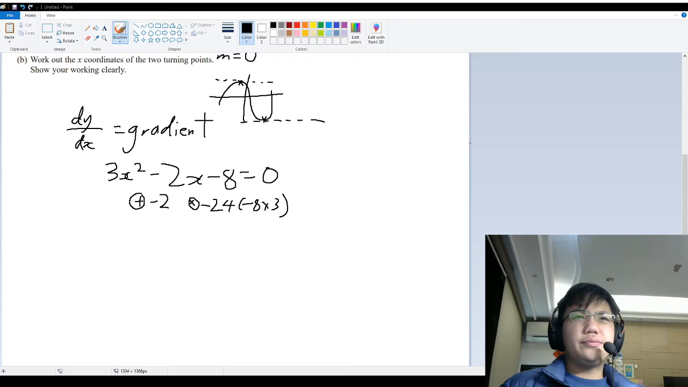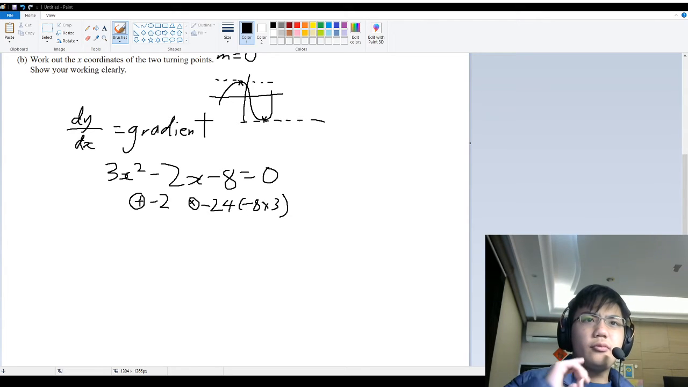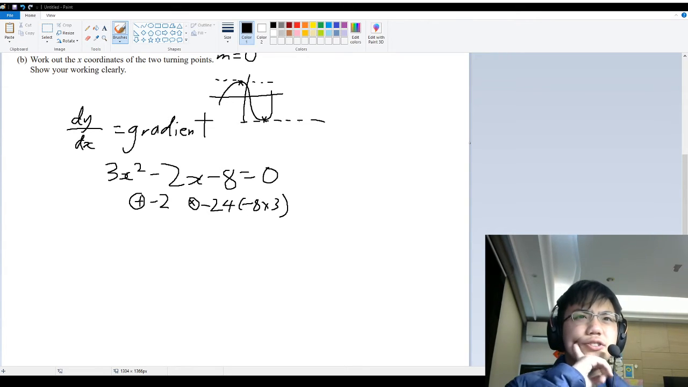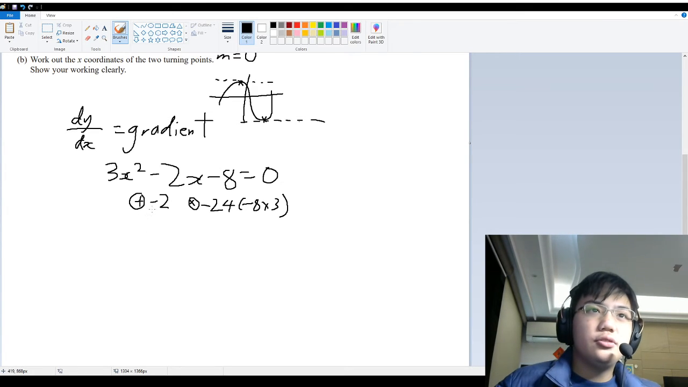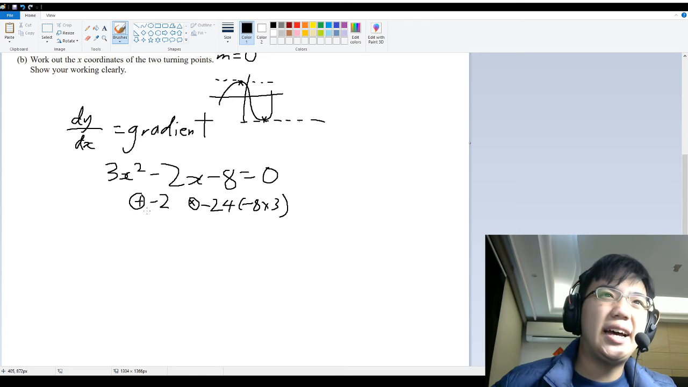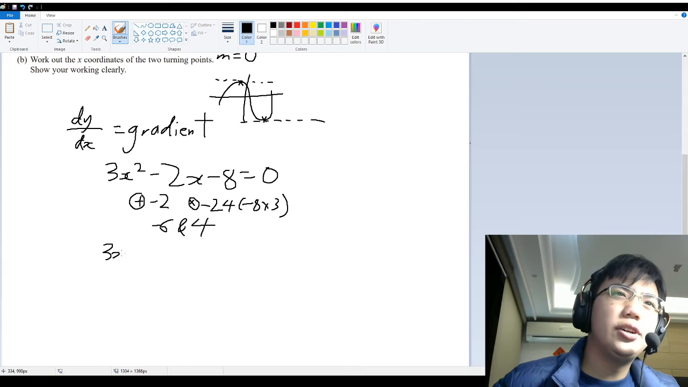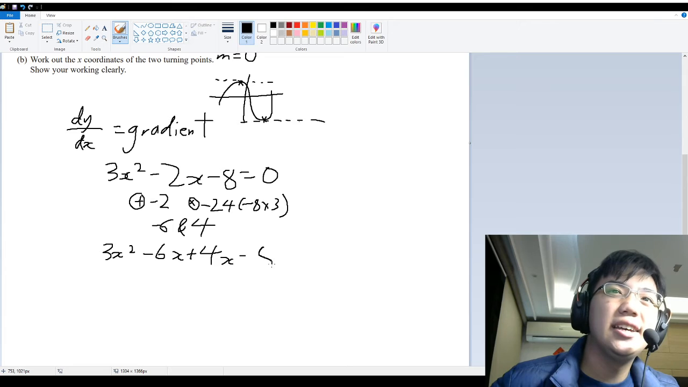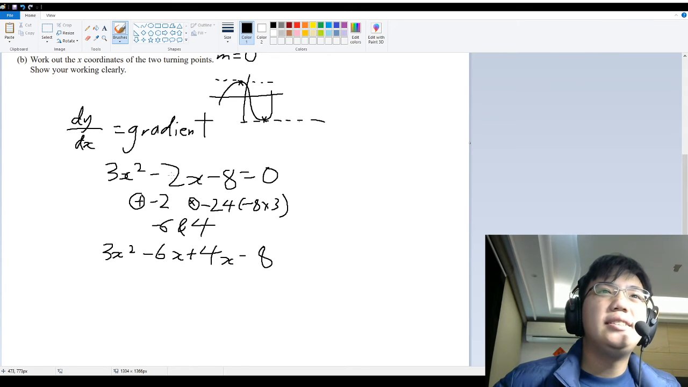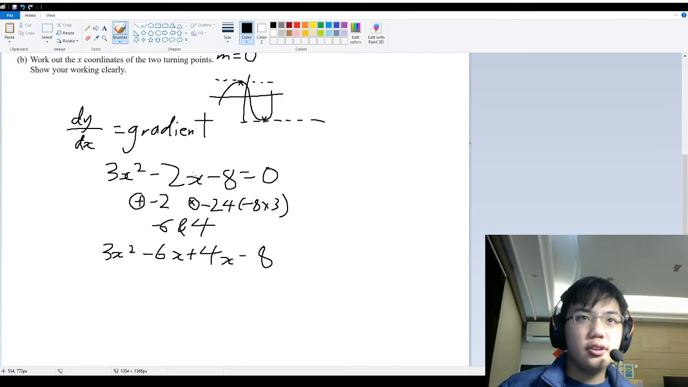So we need to find two numbers that add to negative 2 and multiply to negative 24, which conveniently are negative 6 and 4. So this allows us to write the equation as 3x squared minus 6x plus 4x equals 8, which is another way to say negative 2x. But it makes it easier to factorize.